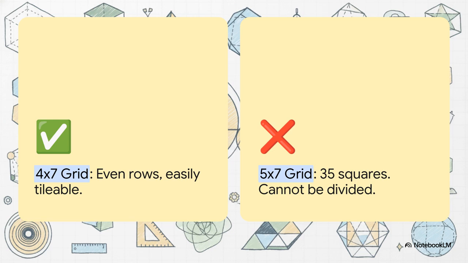If we had a 4x7 grid, we'd have an even number of rows, right? So we could just lay all the tiles vertically, side by side. Super easy. But a 5x7 grid has an odd number of rows and columns. 5 times 7 means there are exactly 35 total squares to cover. Now here's the undeniable logic. Since every single tile covers exactly 2 squares, any grid you successfully cover will always contain an even number of total squares. 35 is an odd number. Therefore, without even touching a single tile, we logically know it's mathematically impossible.